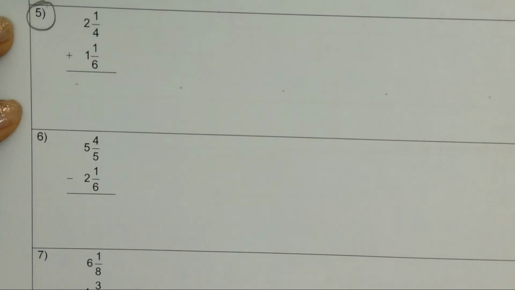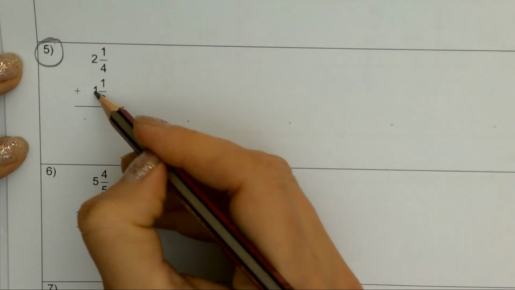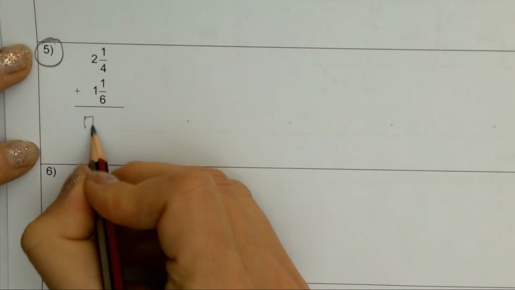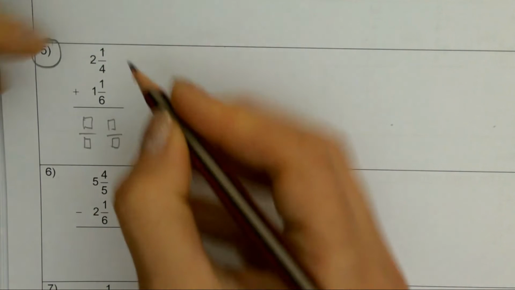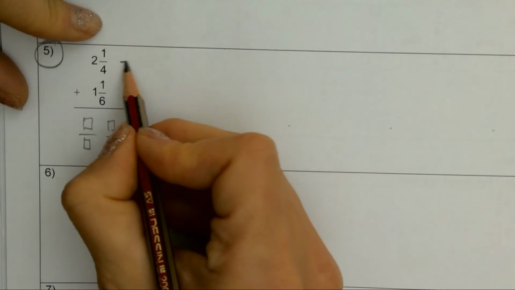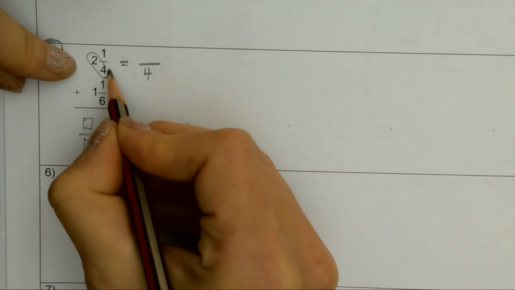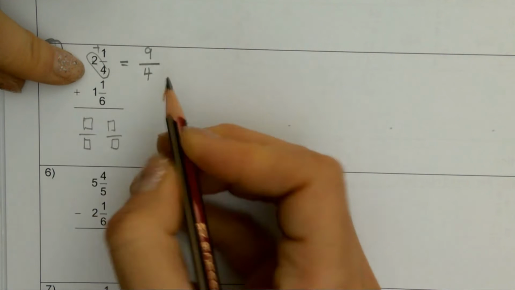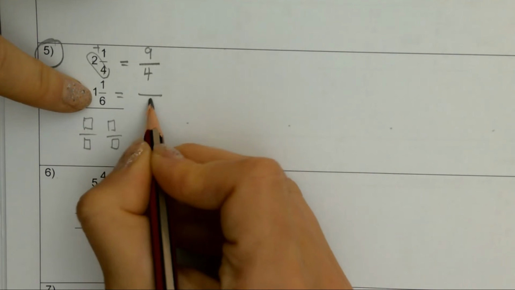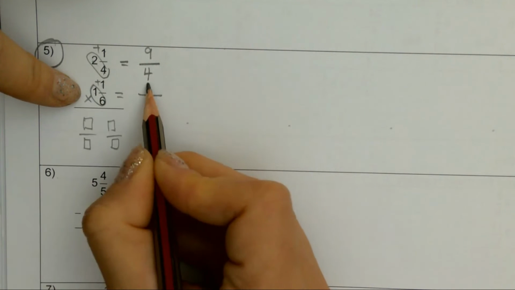Let's do number 5. This is 1, 2, 3, 1, 2, 3. Problem. We always have to start when it's 1, 2, 1, 2, always with our fractions, because that's the easiest way to do it. So it's cut into 4. It stays cut into 4. So I go 2 times 4 plus 1. That's 8 plus 1 is 9. This cake is cut into 6. 6 times 1 is 6 plus 1 is 7.